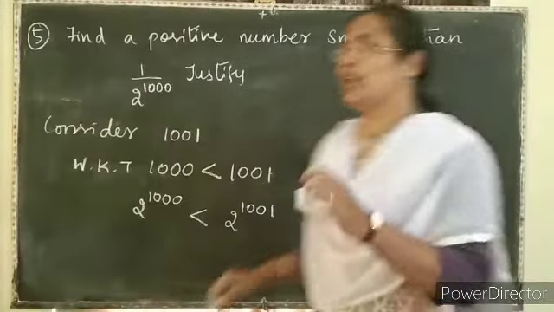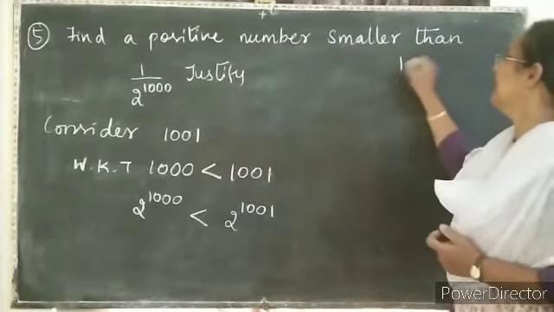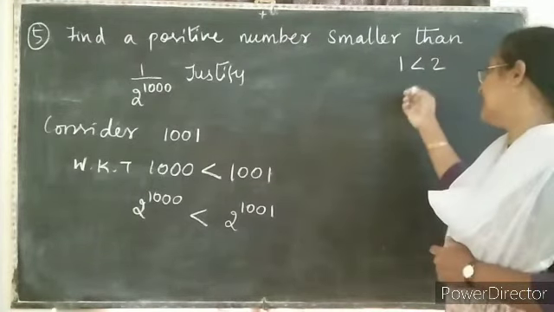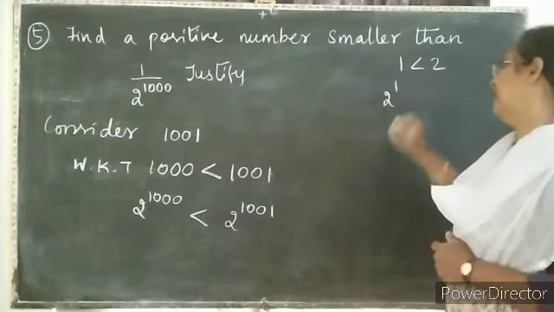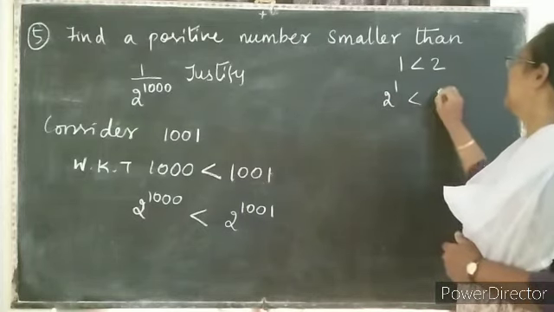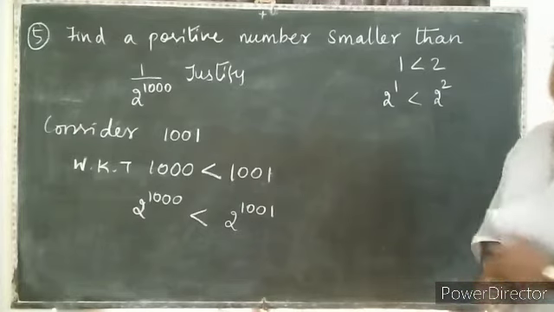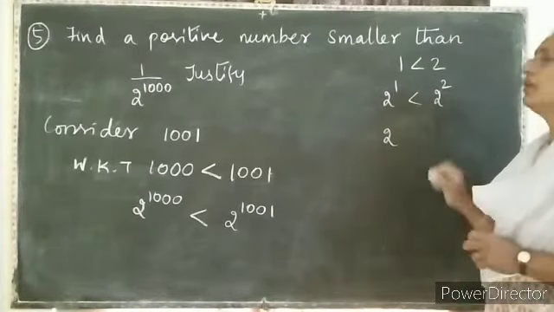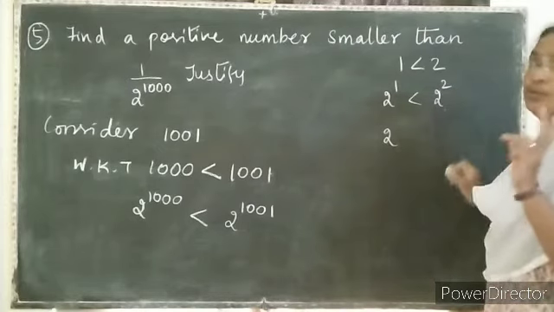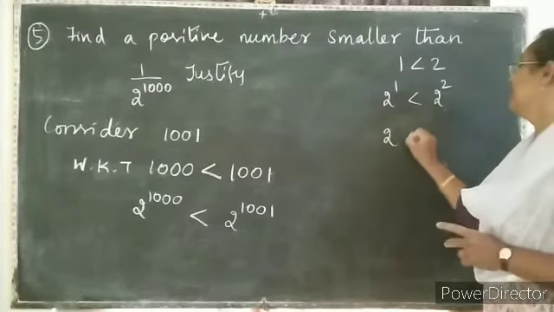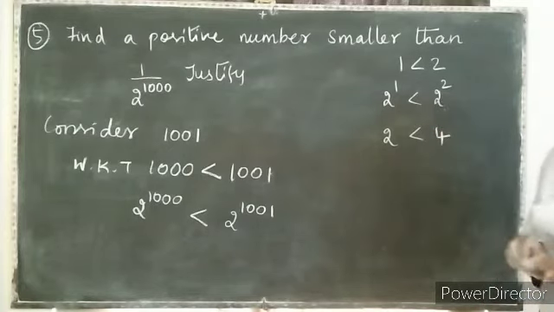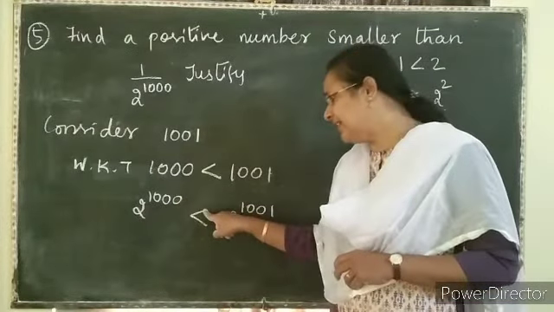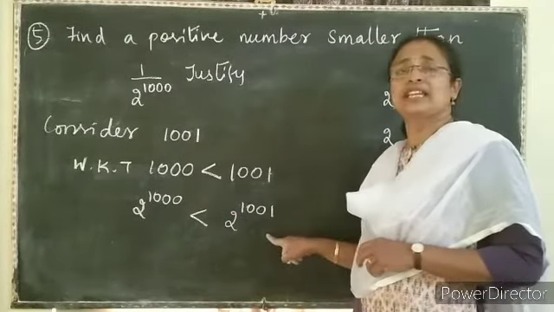Let's discuss with a small example. Look into this. 1 is less than 2. Yes or no? Now if I raise the base 2, 2 to the power 1 will definitely be less than 2 to the power 2. Let's check. What is 2 to the power 1? It is 2. What is 2 to the power 2? It is 4, 2 2s are 4, isn't it? So 2 is strictly less than 4. The same logic applies here also, so 2 to the power 1000 will definitely be less than 2 to the power 1001.